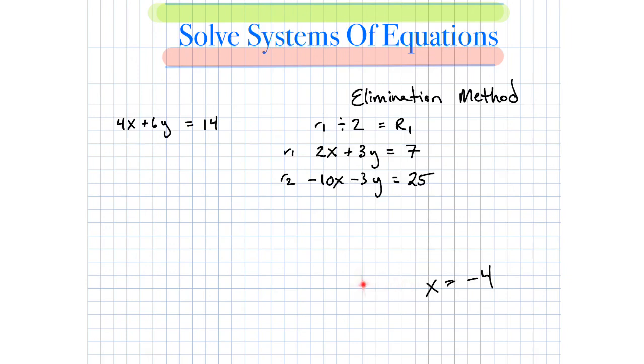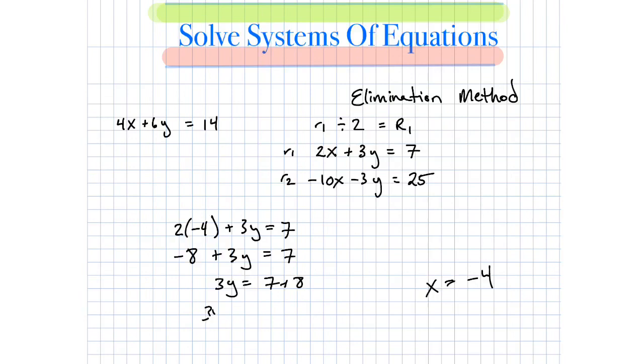In this case, it'd be easiest just to plug it into the first row, or the first equation. So what we get is 2 times negative 4 plus 3y equals 7. Negative 8 plus 3y equals 7. 3y equals 7 plus 8. 3y equals 15. Y equals 15 over 3. So y equals 5. So here we have -4 and 5 as our answers.